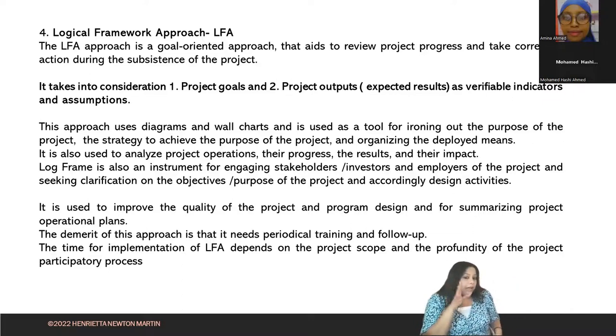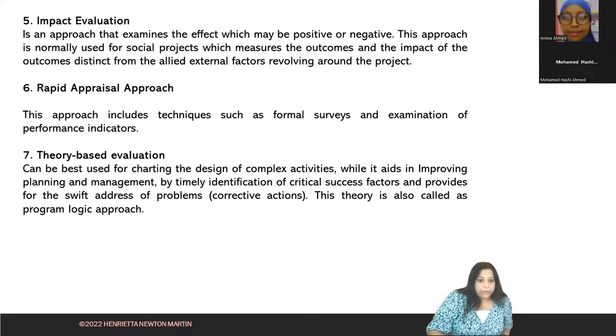So apart from that, the time for implementation of the LFA depends on the project scope and the profundity of the project, that is the depth of the project participatory process. So again, I'm repeating, the time taken for implementation of logical framework approach for preparation of a monitoring plan depends on the project scope and the profundity, or the depth, of the project participatory process.